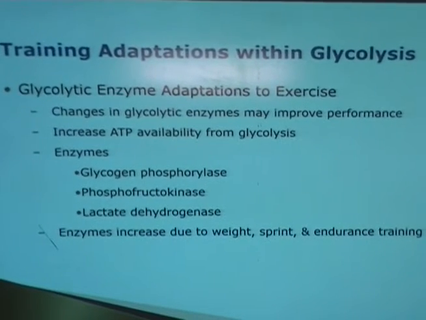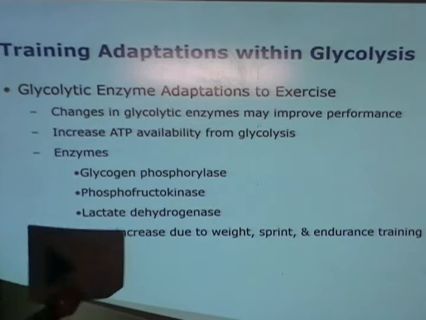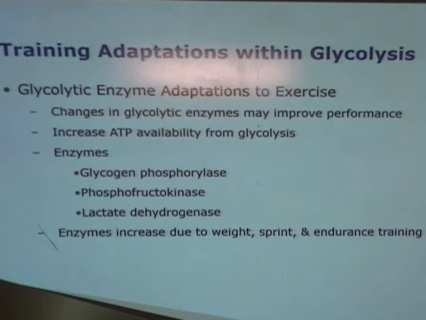Okay, so on to the fun bit. What happens then if we are training this system, if the event that we compete in uses system 2 predominantly for ATP? That is going to be an event that is somewhere between 25 seconds to 2.5, 3 minutes long. If it's under 25 seconds, it's going to be predominantly system 1. Between 25 seconds and 2.5 minutes, it's going to be predominantly glycolysis.